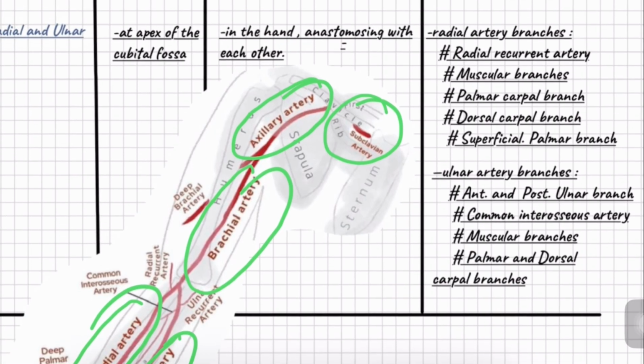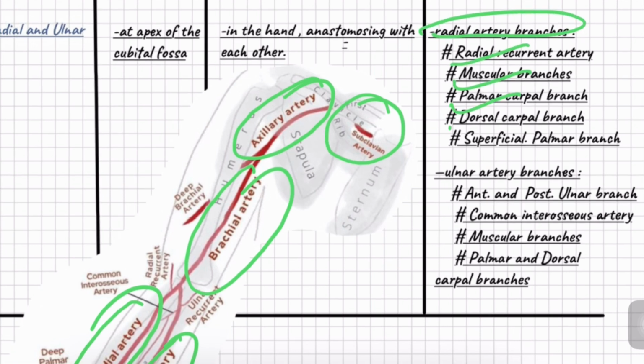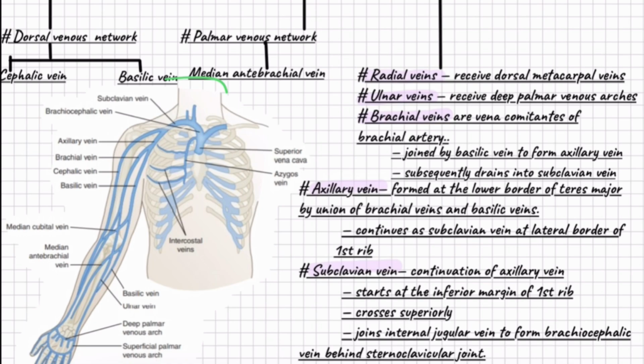Both arteries give off their main branches within the forearm, with the radial artery giving the radial recurrent artery, muscular branch, palmar carpal branch, dorsal carpal branch, and superficial palmar branch, and the ulnar artery giving the anterior and posterior ulnar recurrent artery, muscular arteries, common interosseous artery, dorsal and palmar carpal arteries.